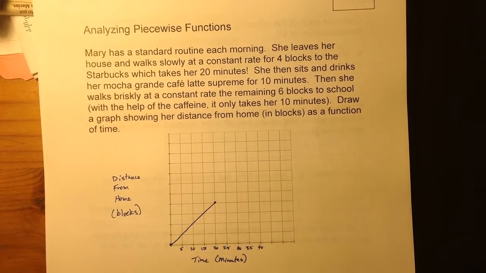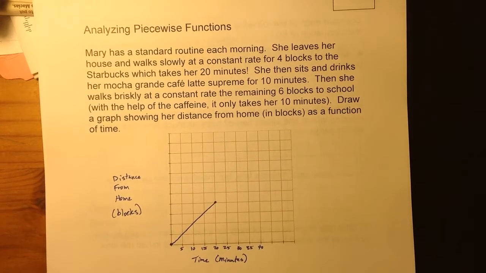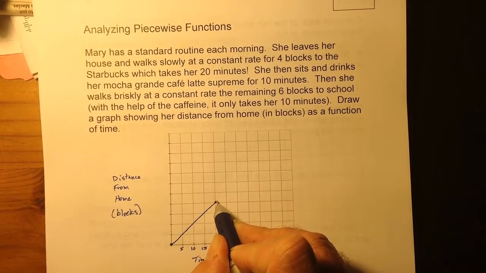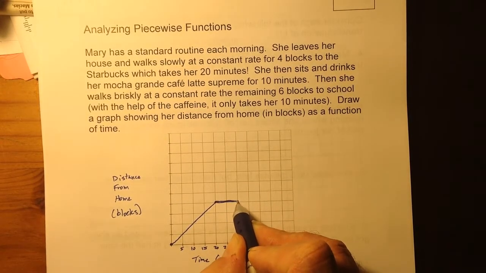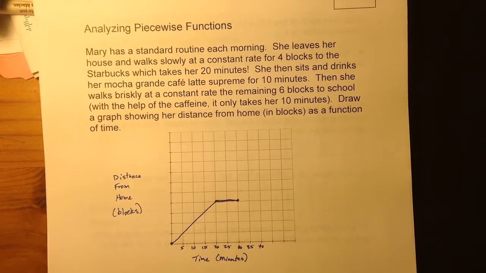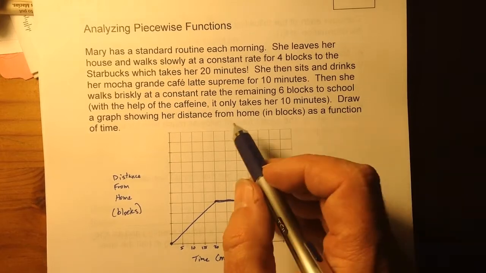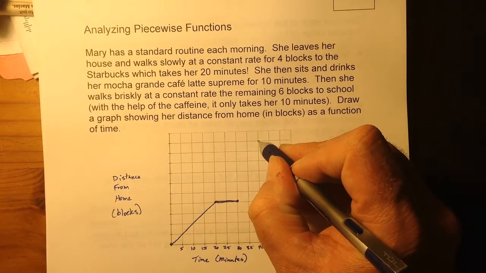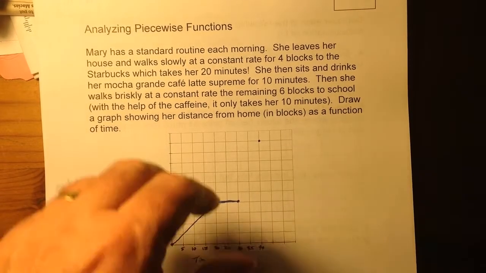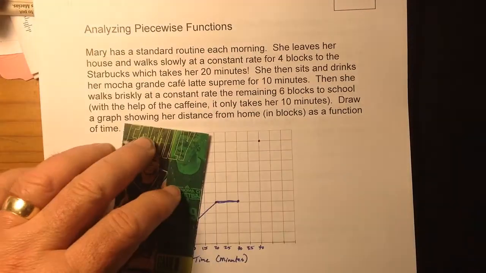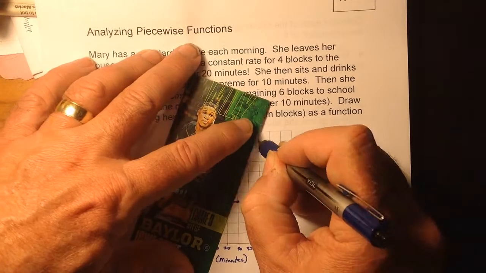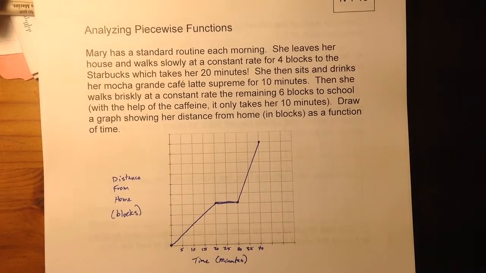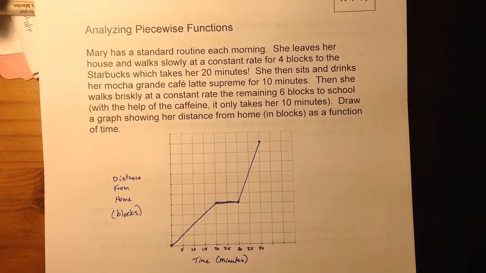All right. She then sits and drinks her Mocha Grande Cafe Latte Supreme for 10 minutes. So she sits here for 10 minutes, does not move any further away from her house. Then she walks briskly at a constant rate the remaining 6 blocks for another 10 minutes. So 1, 2, 3, 4, 5, 6, in 10 minutes. So I'm going to get something to draw this with. And there we go. So that should represent Mary and how far away she is from her home.